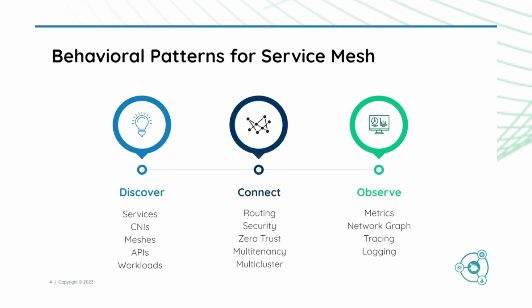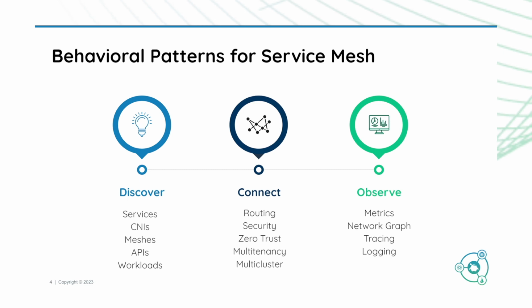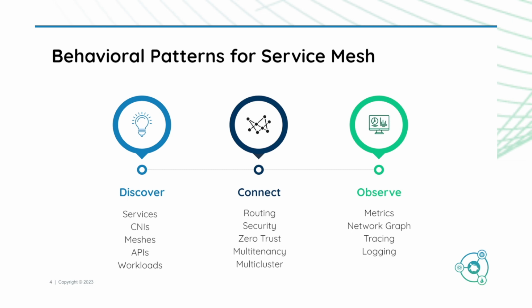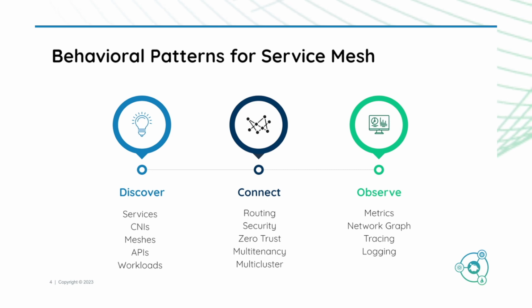As we help customers realize these benefits with service mesh, we noticed 3 behavioral patterns that repeat over and over again. The first is the ability to discover Kubernetes services, APIs, individual workloads, being able to discover deeper into the infrastructure layer at the CNI layer. So understanding what the CNI implementation is, what network policies are defined at that level. Also discovering meshes like Istio instances installed in our workload clusters. Then being able to connect those environments.